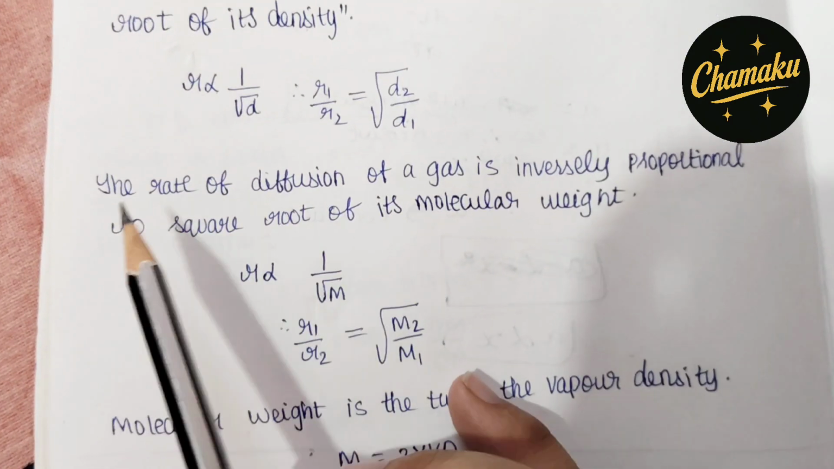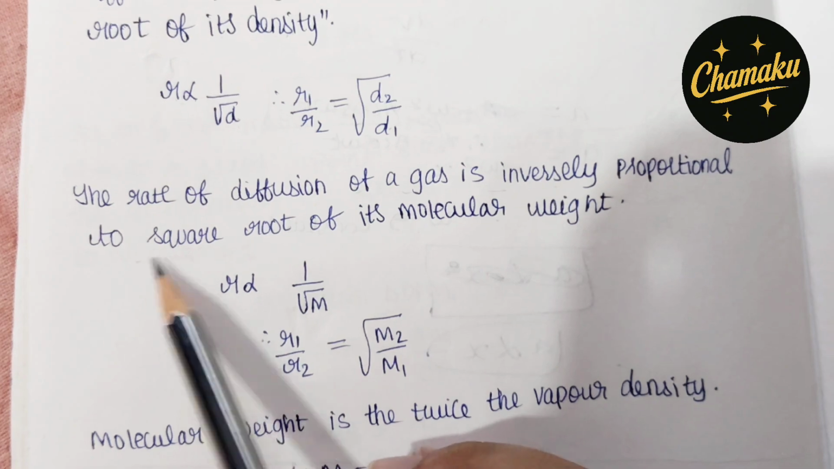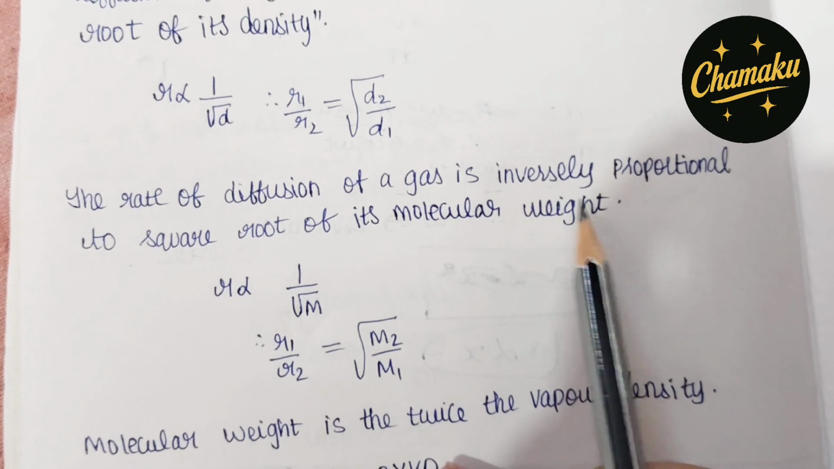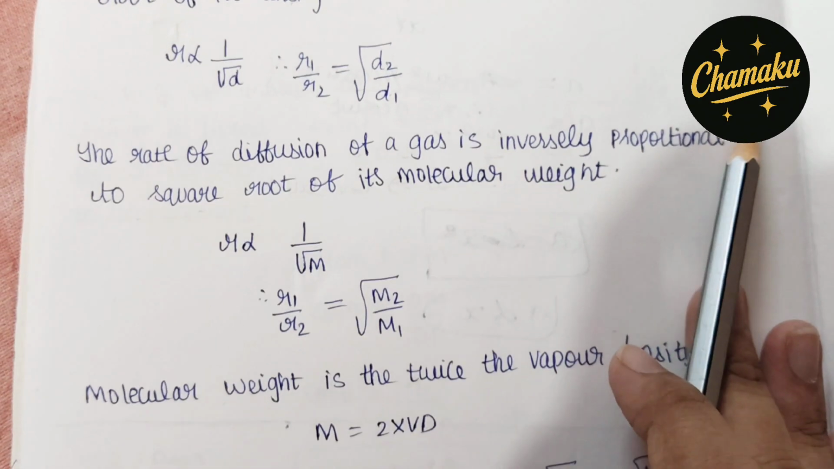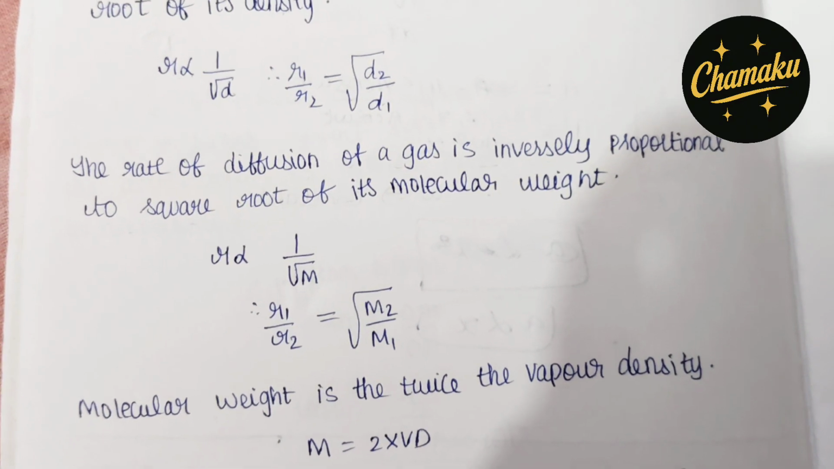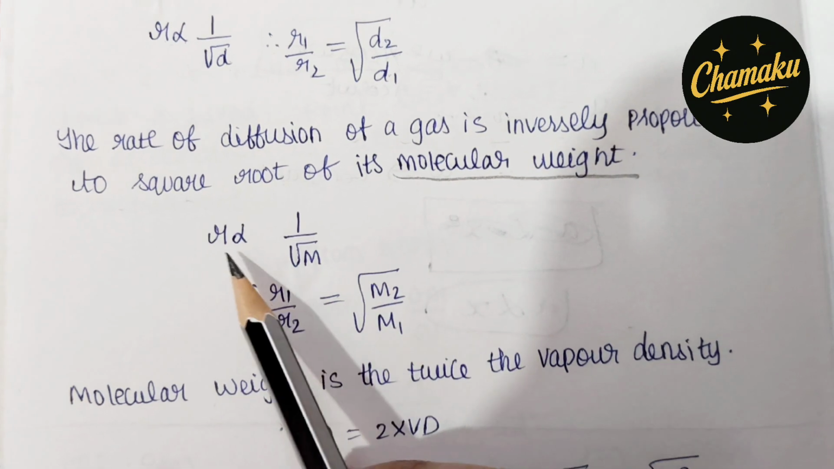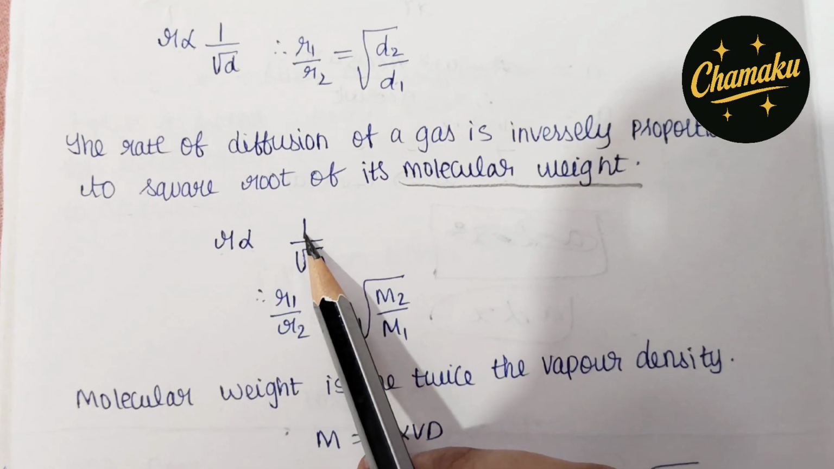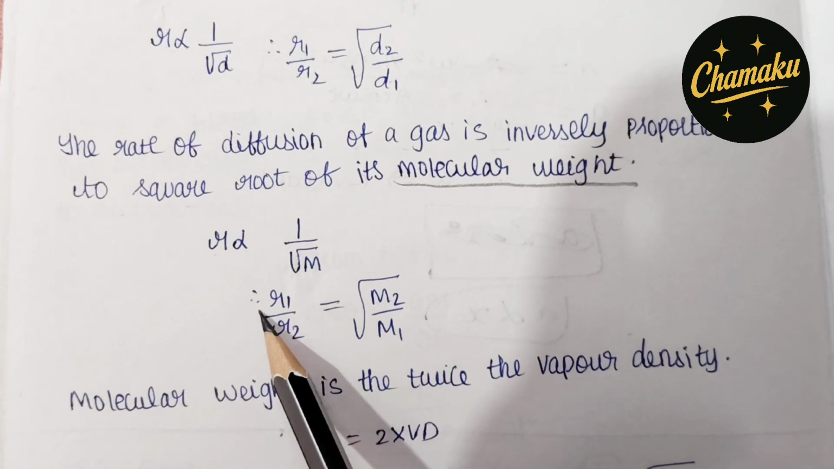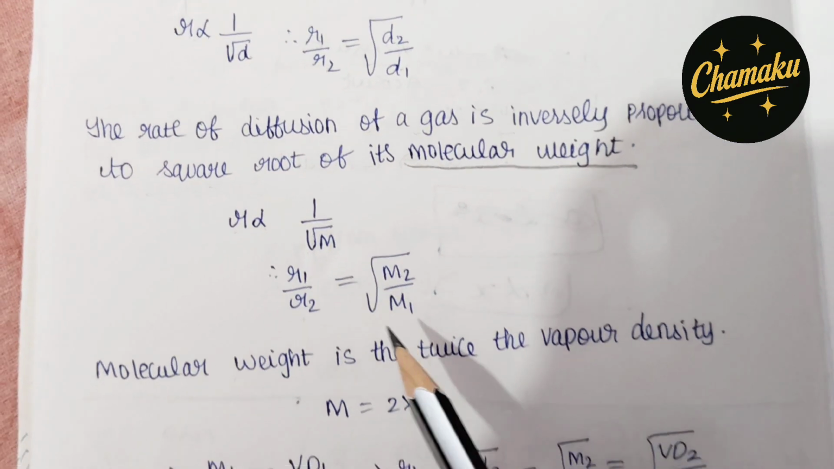Next one. The rate of diffusion of a gas is inversely proportional to the square root of its molecular weight. So R is inversely proportional to 1 by root M. So therefore R1 by R2 is equals to root M2 by M1, okay?